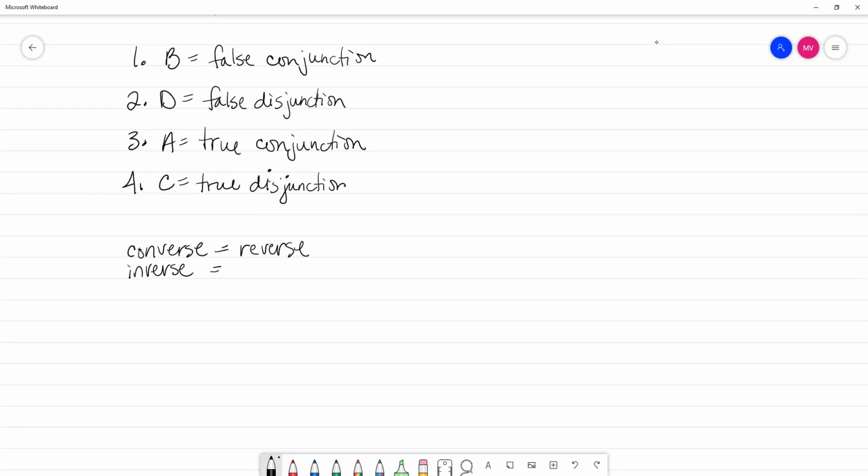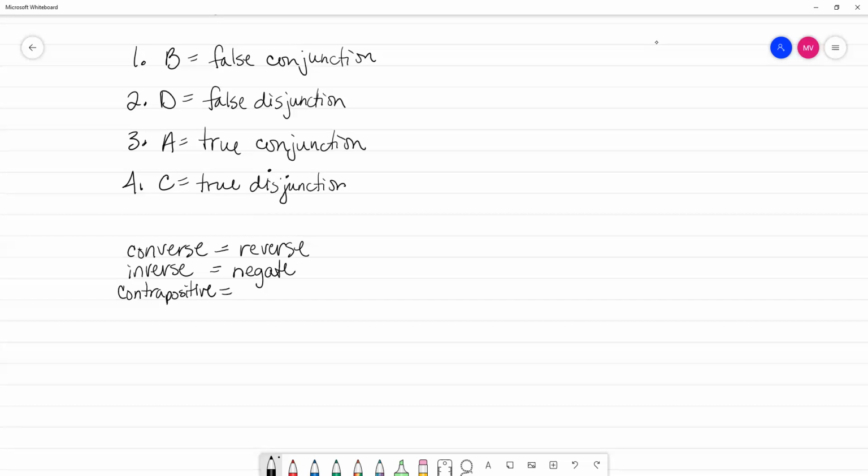All right. Inverse means what? Not quite opposite, but negative. So that means you negate both your statement and your hypothesis. So this is the negate. And then contrapositive. I remember that.